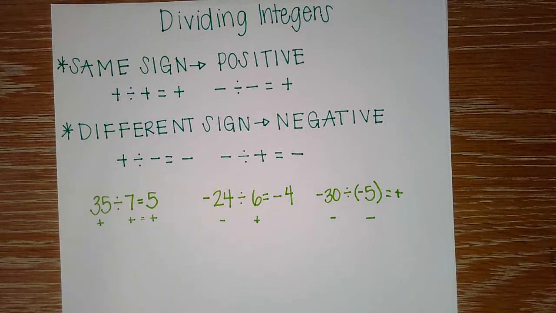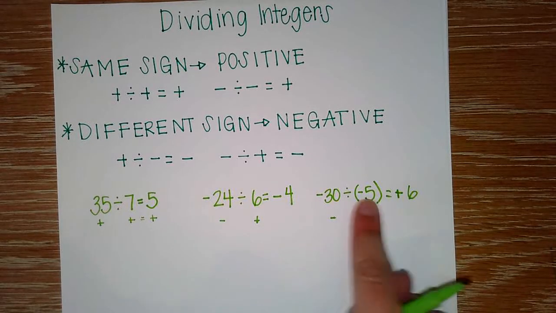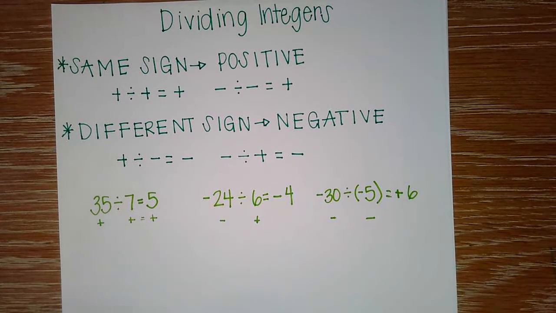positive. Once we've got that positive down, we can go ahead and say, all right, 30 divided by 5 is 6. Therefore, negative 30 divided by negative 5 will get me that positive 6.